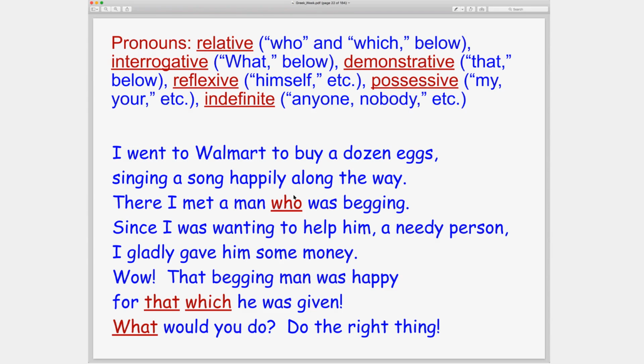Then reflexive refers back to the pronoun. So himself, herself, theirself, itself, themselves. Possessive means my, your, their, and so on and so forth. Indefinite would be anybody, nobody, anyone, no one, someone, whoever. Those are indefinite pronouns. Okay.